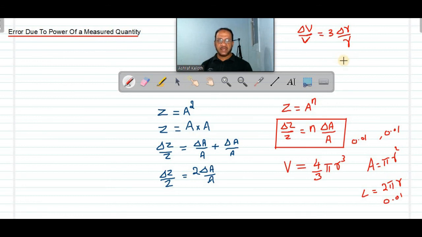With the error in the measurement of area of the circle by the second boy, delta A by A is equal to 2 into delta r by r. What will be the error in the measurement of circumference of the circle by the third boy? That is delta L by L, fractional error. Only delta r by r.